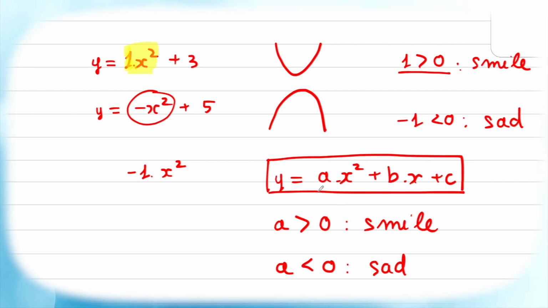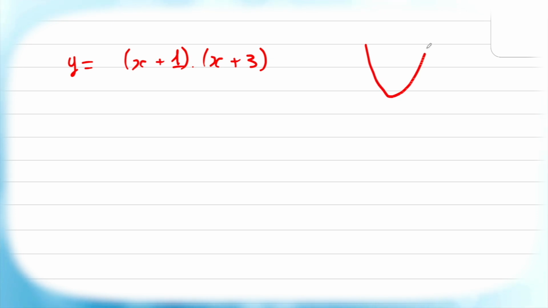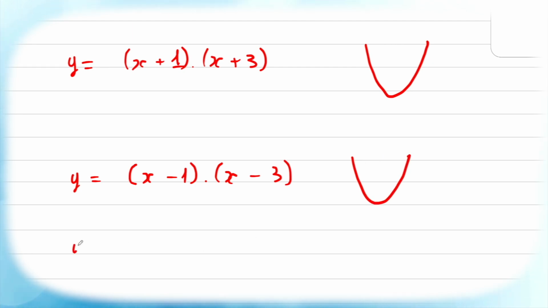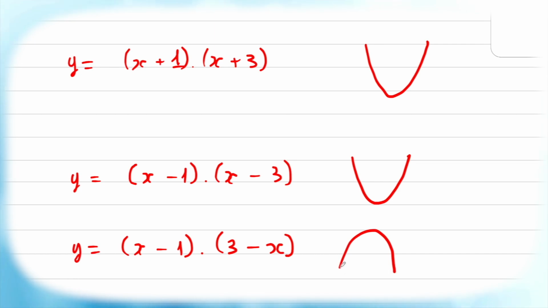When I combine this knowledge to the factorizing form, I get the form of x plus 1 and x plus 3. So can you figure out the form of this graph? Yes, okay, so this one will be a smile. I will explain it later. And then I have here x minus 1 multiplied with x minus 3. Yes, this also will be a smile face. The next one I have here is x minus 1 and 3 minus x, so this has to be a sad face. How can I determine this one?